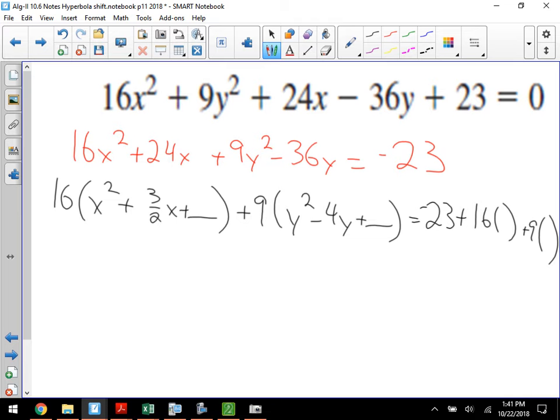Now we complete the square. I get 16 times something, 9 times something. The something in parentheses is playing the role of the little blank. Because I took it out, I'm putting it back. That's the law.